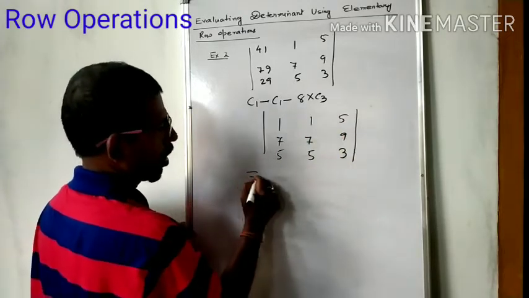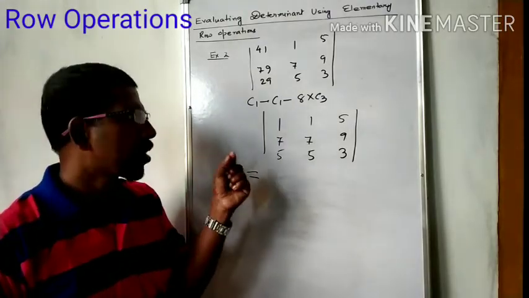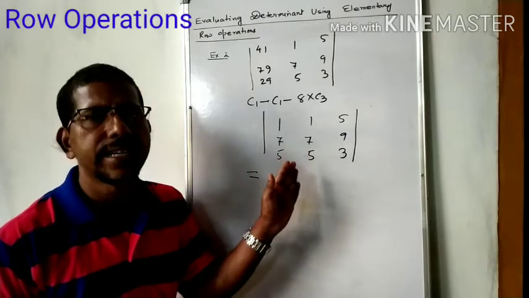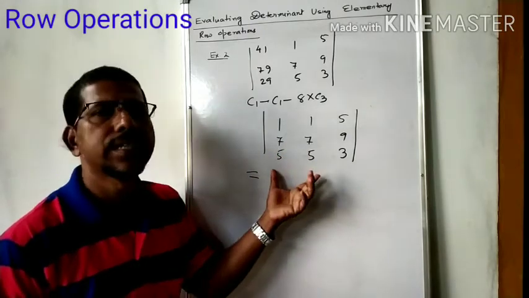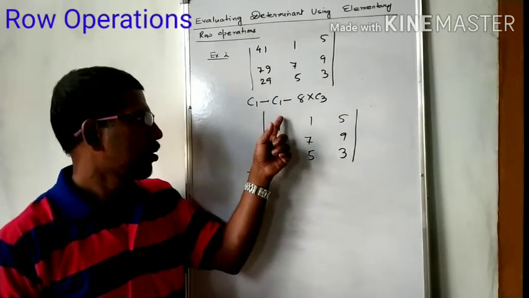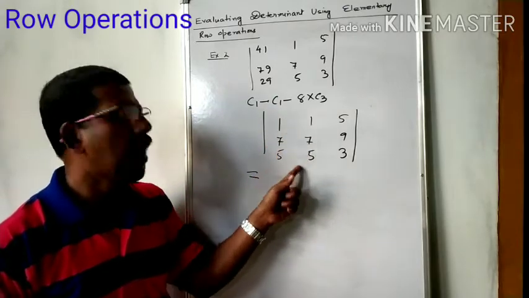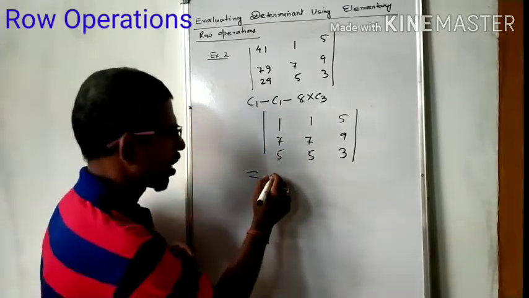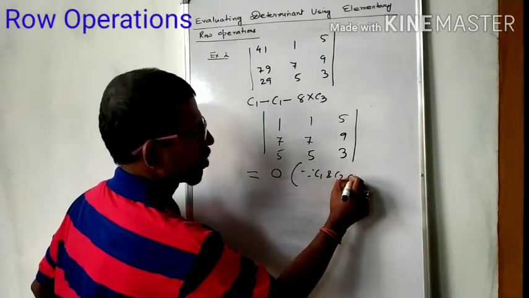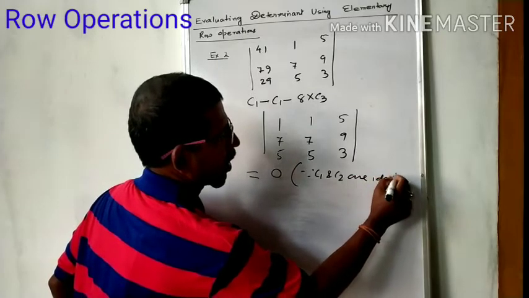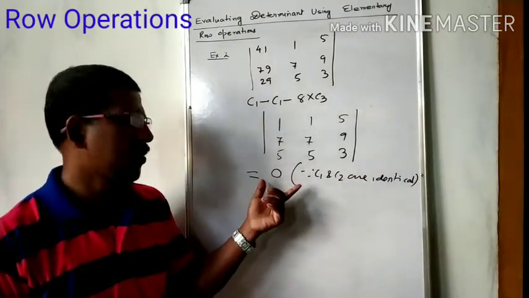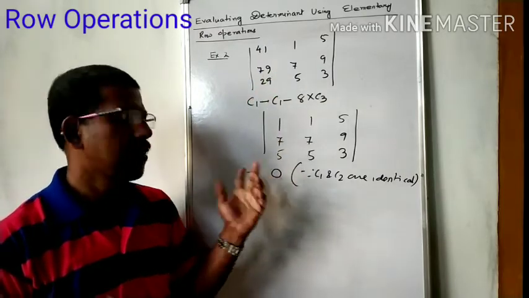So what is the value? Now you have to know a very important property of determinants. If any two rows or columns are identical, the same, the value of the determinant is 0. That one everybody has to know. So C1 and C2 are identical, the same. So we can write the value is 0, since C1 and C2 are identical. So we have very easily got the value of the determinant, which is 0.